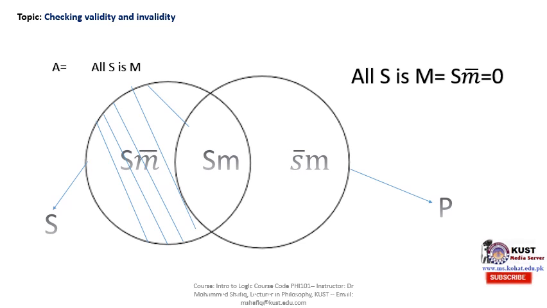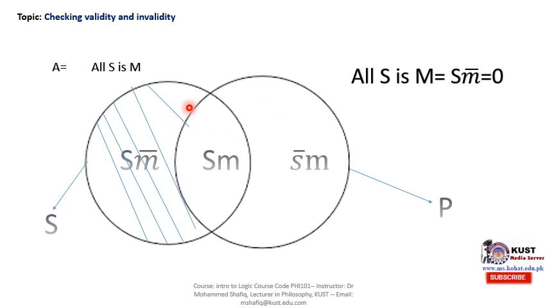Next, in categorical syllogism, we also discussed the major term, minor term, and the middle term as well. If you remember, the subject of the conclusion of the syllogism was the minor term, M is actually the middle term, and the P, the predicate of the conclusion of the syllogism, is known as the major term.